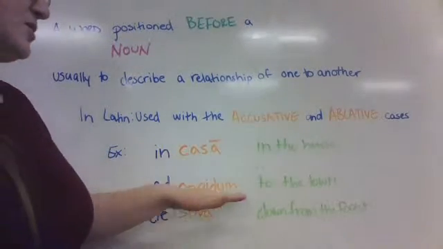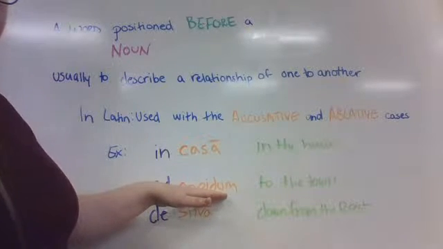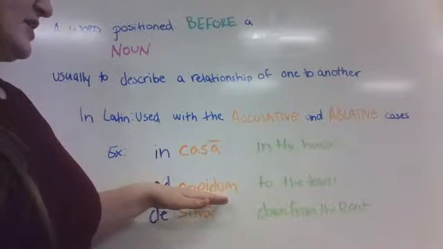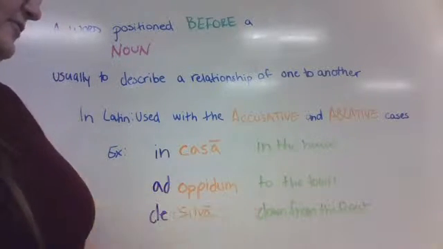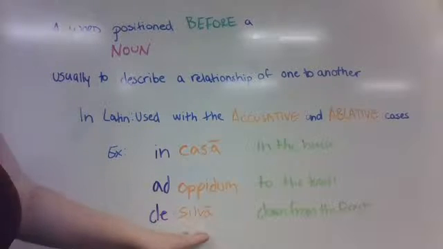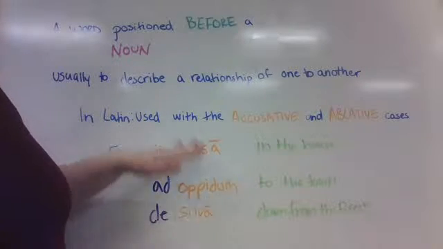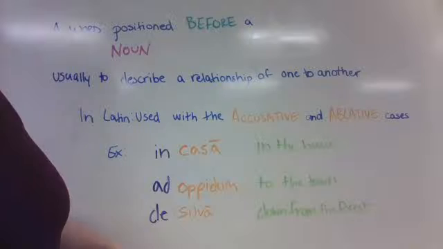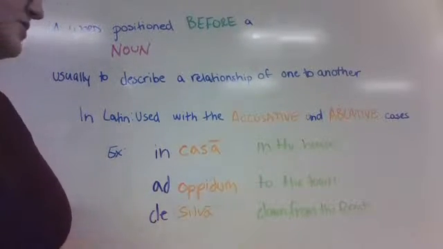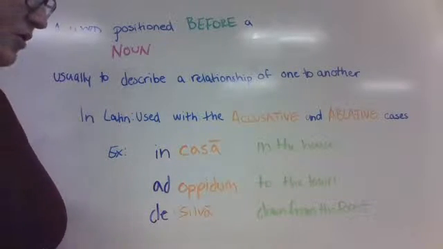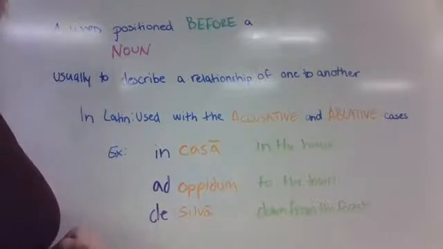Ad oppidum, to the town. This is what case? Think about it: this is neuter, oppidum, oppidi. So this is accusative singular, to the town. De silva, down from the forest. Ablative, singular. So these are some examples of how prepositions are used. So think about the prepositions you use in English: in, to, down from, up, towards. So those are prepositions.